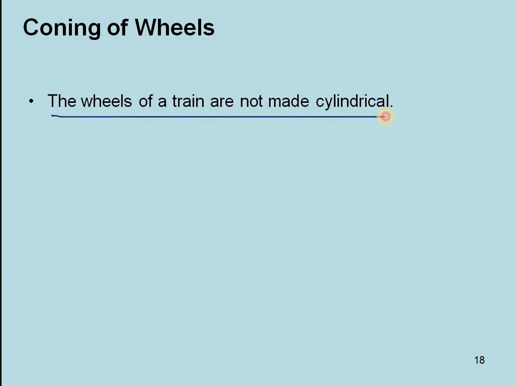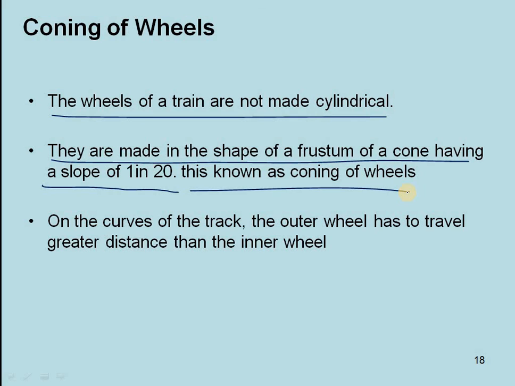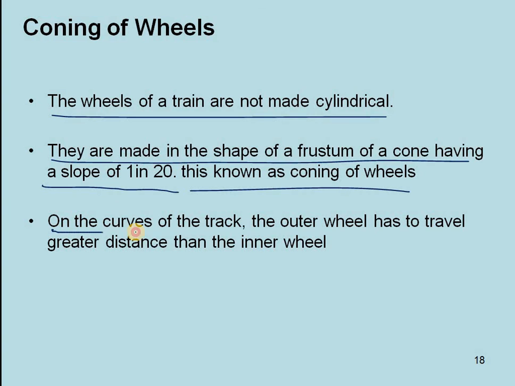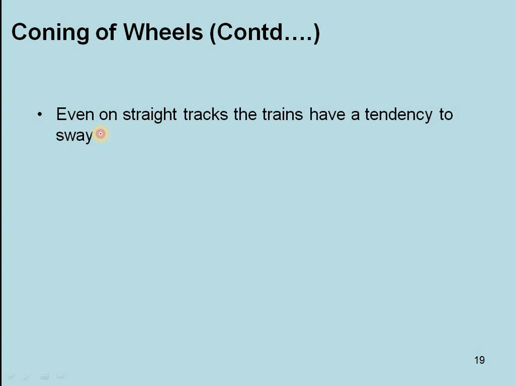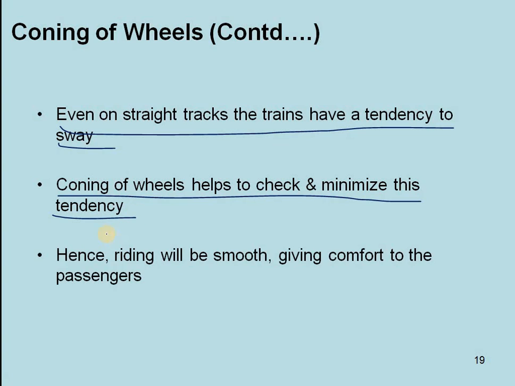The wheels of a train are not made cylindrical. They are made in the shape of a frustum of a cone having a slope of 1 in 20. This is known as coning of wheels. On the curves of the track, the outer wheel has to travel a greater distance than the inner wheel. Coning of wheels is done for this purpose. Even on straight tracks, trains have a tendency to sway. Coning of wheels helps to check and minimize this tendency. Hence, riding will be smooth, giving comfort to the passengers.